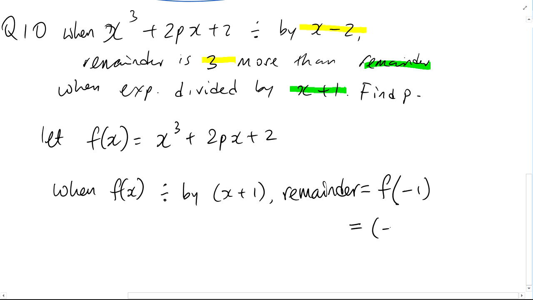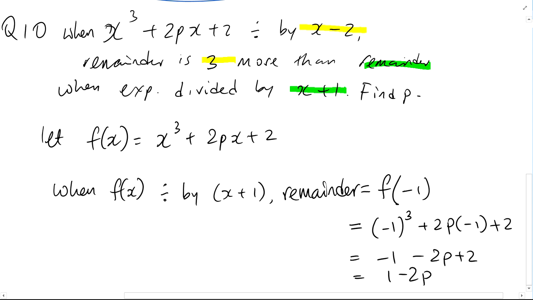That is -1 cubed plus 2 times p times -1 plus 2. This is -1 minus 2p plus 2, which is 1 minus 2p. Correct? Yes. What is the remainder? 1 minus 2p. Do you know the value of p? Don't know yet, right? Okay, so quite stuck. Never mind.